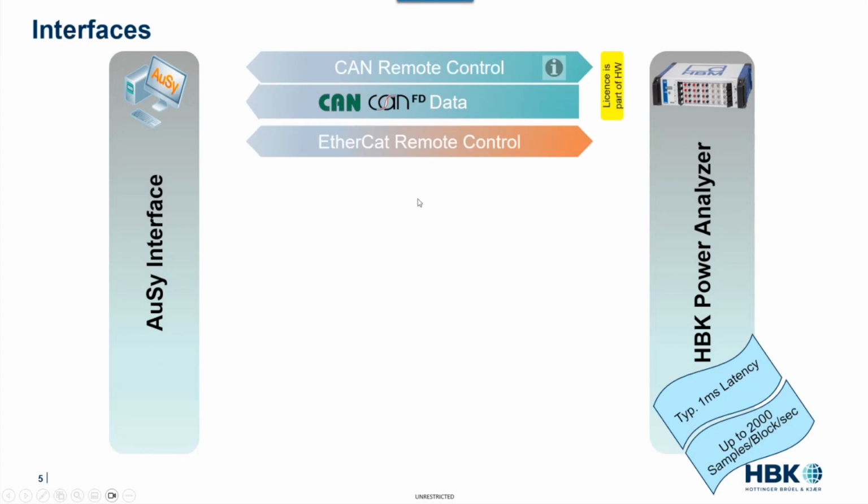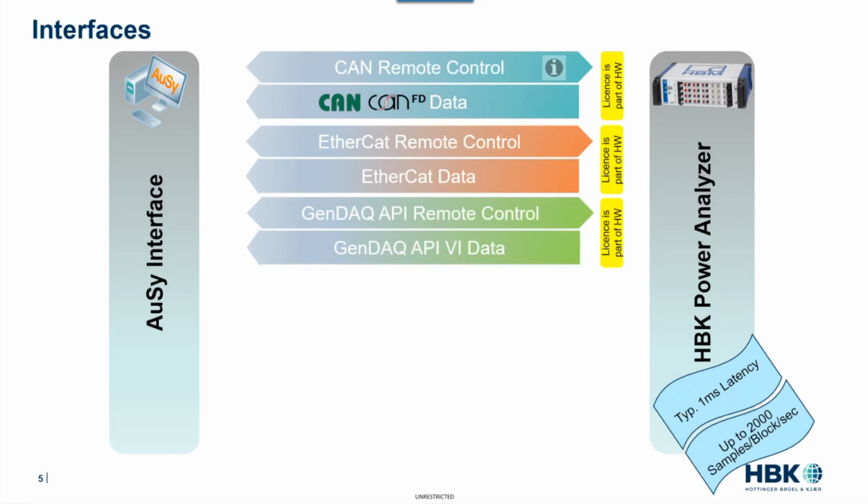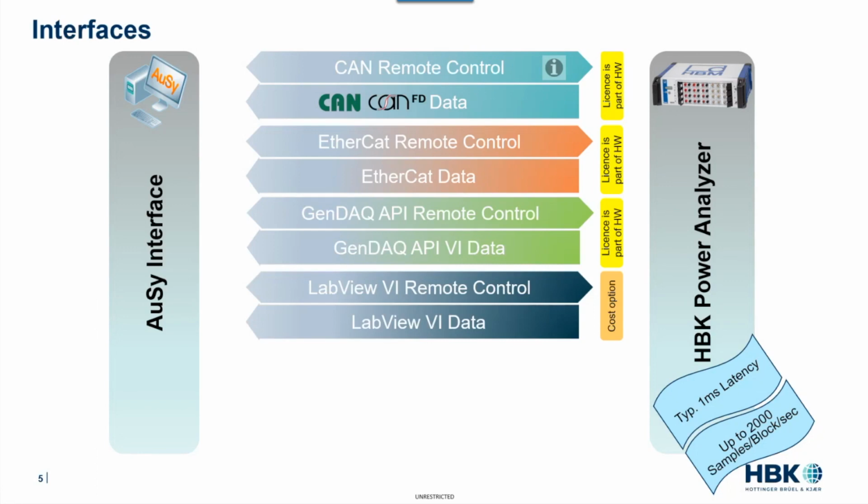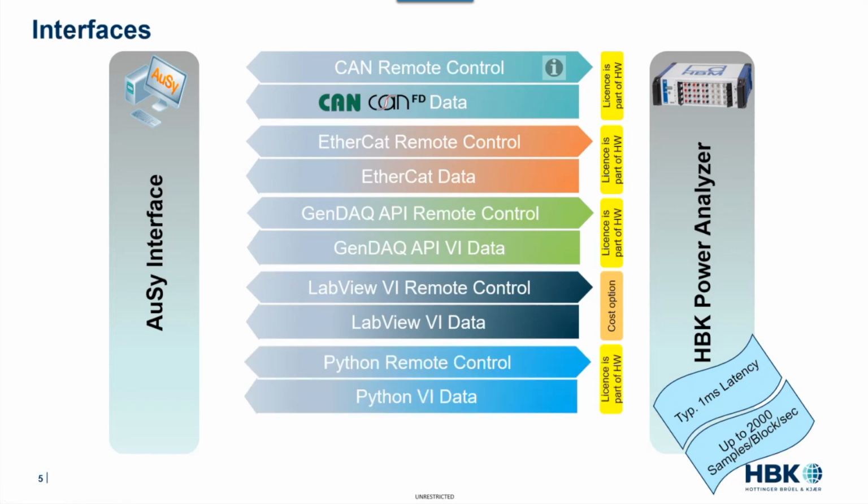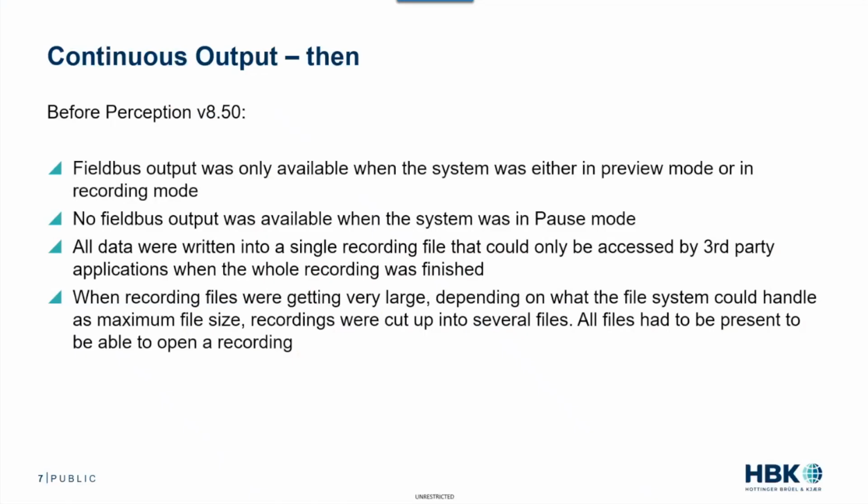The same capabilities are possible over the EtherCAT bus, having remote control and two-way communication, as well as the published data. And the same is true for our GenDAC API system. We have a LabVIEW remote control that's in development, but will be released soon. That will be a cost option for the system. And then you can also have that same communication via Python. We're also always looking towards additional field buses and communication methods that make sense for the applications where our power analyzer is used. So let's look at some of these new features in Perception 8.5.